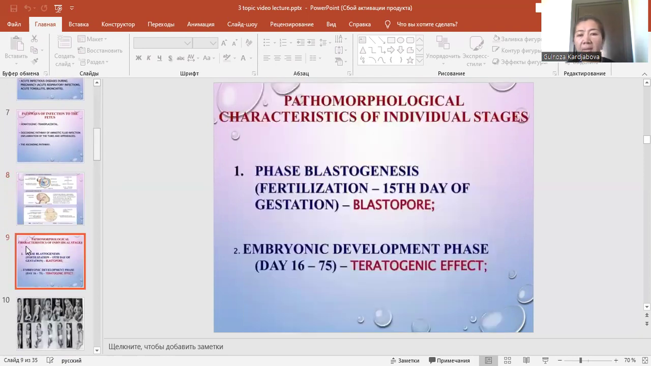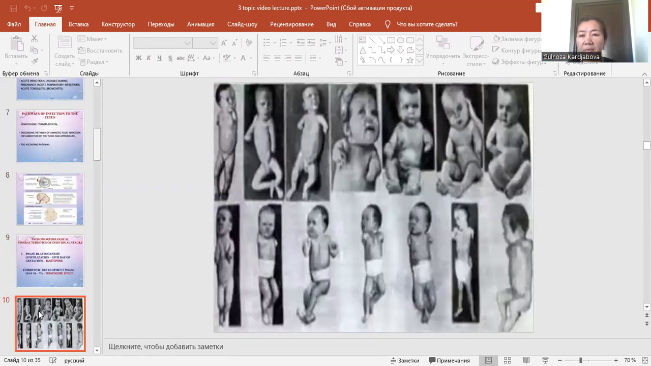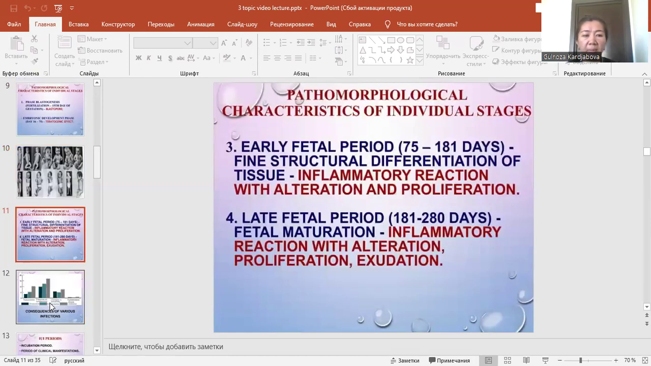So, the pathomorphological characters of individual stages. The first phase is the phase of blastogenesis, or blastopathy. The second stage is the embryonic development phase, or teratogenic effect. Intrauterine infections may have such a teratogenic effect on the baby.